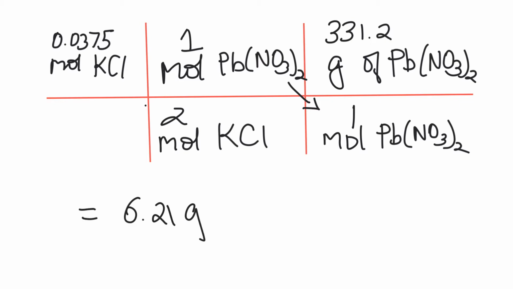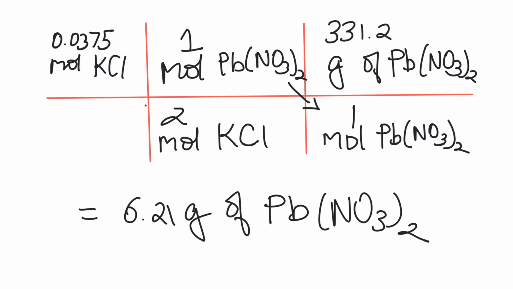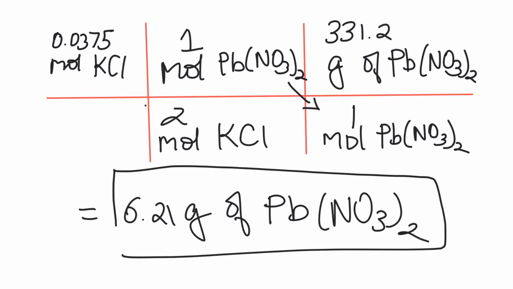which gives me an answer of 6.21 grams of PbNO3, and that, my squids, is the answer to this problem. It means that if you have these many grams of this chemical, then it will react completely with all of this.